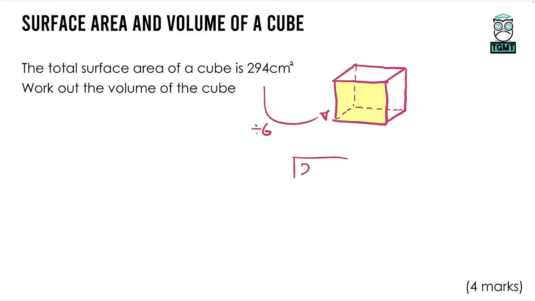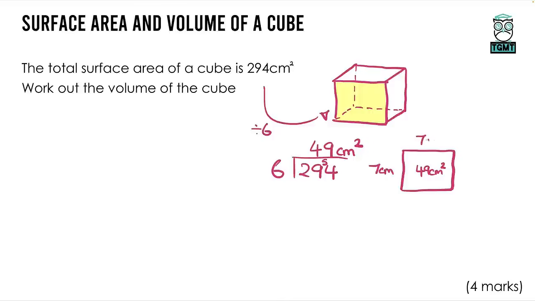So if we do this to the side, 294 divided by 6: 6 goes into 29 4 times, up to 24, and then 5 left over, and 6 goes into 54 9 times. So the area of one face is 49 centimetres squared. Now if one of the faces has an area of 49 centimetres squared, to work out the side lengths, we're just trying to think, what number times by itself makes 49? And that, of course, is 7 centimetres. That is a square number. You can do the square root of 49 as well, which is equal to 7.